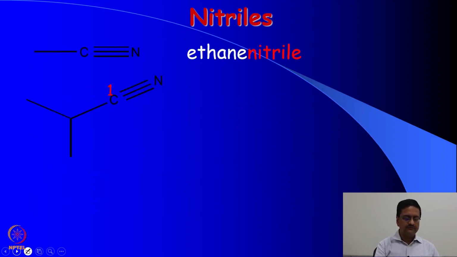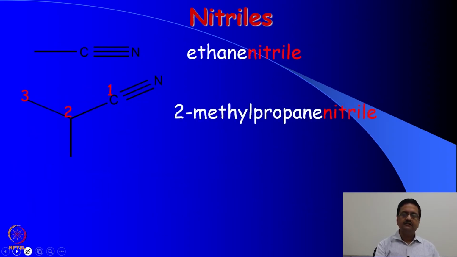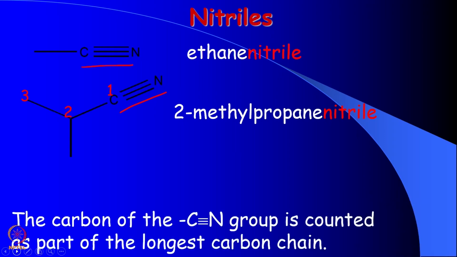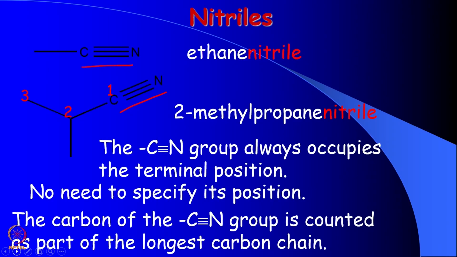So, here we have 2 compounds which are written as ethanenitrile and 2-methylpropanenitrile, because in both cases the cyano group is the only substitution or only functional group. The carbon of the CN group is counted as a part of the longest carbon chain in these 2 cases, and the CN group always occupies the terminal position, just like the condition with aldehyde or carboxylic acid. So, we do not need to mention the position of this particular CN group.